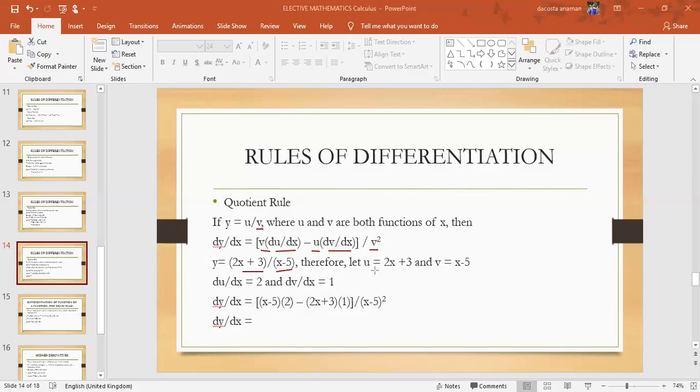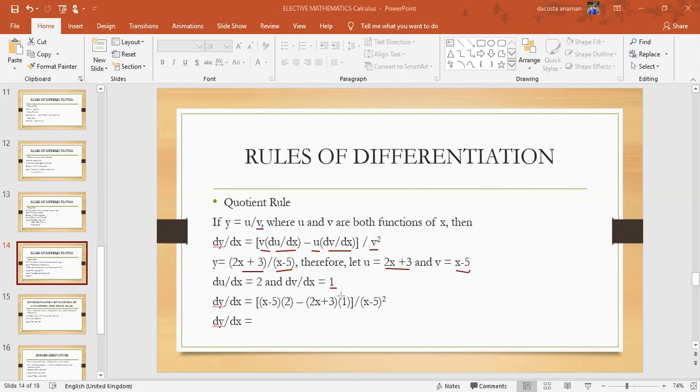Therefore, you let u be equal to what? 2x plus 3. And v be equal to x minus 5. So when you differentiate this, du dx will be equal to what? 2. And dv dx will be equal to 1, because when you differentiate x, you get 1. So x minus 5, if you differentiate, you'll be getting 1.